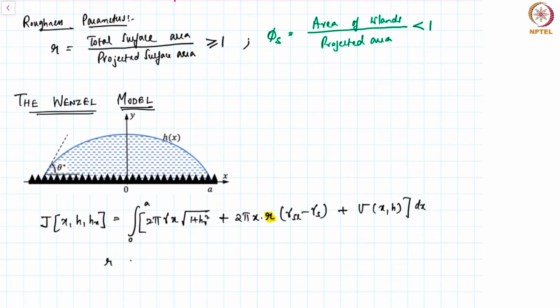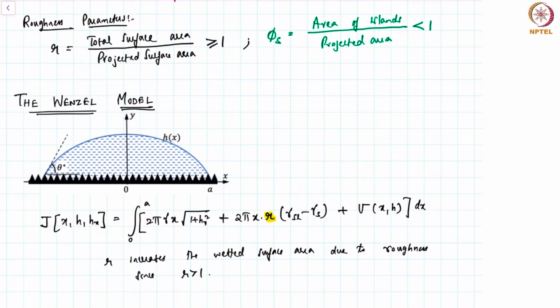So r increases the wetted surface area due to roughness. Okay, the parameter r, and obviously r is greater than 1. There is no other change.